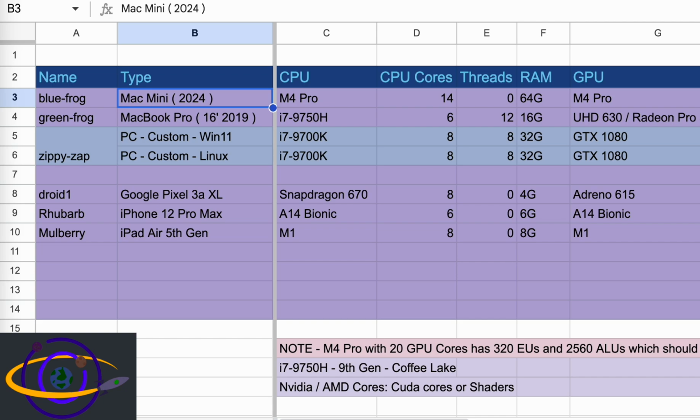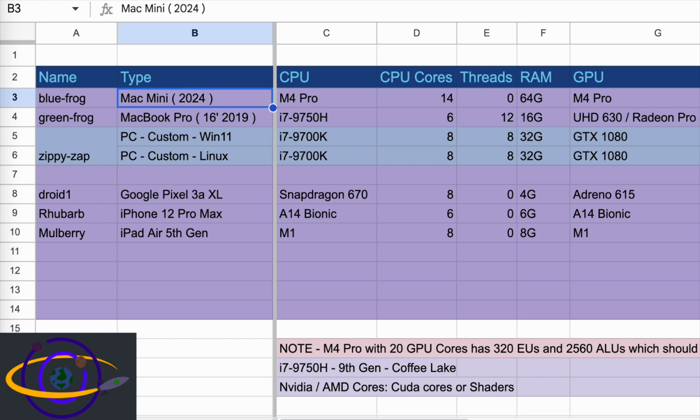So I've finally gotten around to doing some benchmarking for the new Mac Mini M4 Pro, and I've been comparing it against a custom-built PC and my old MacBook Pro. And while I was at it, I've also compared it against a few mobile devices.